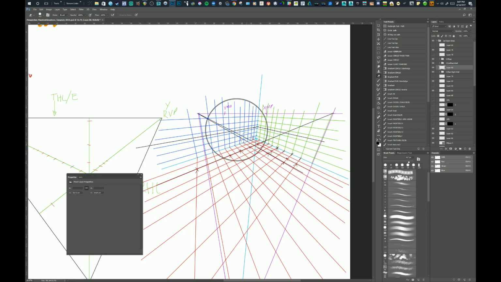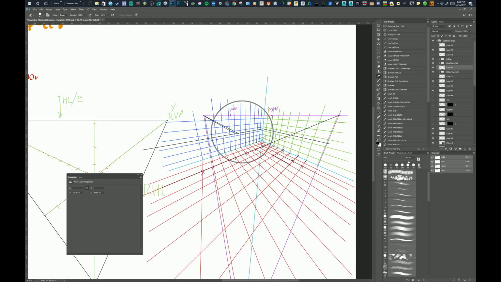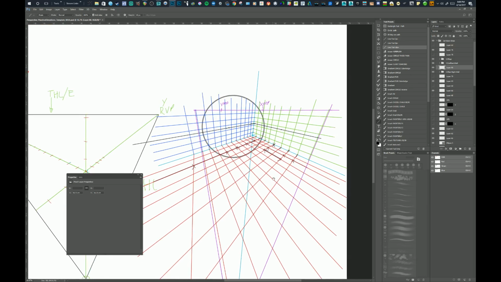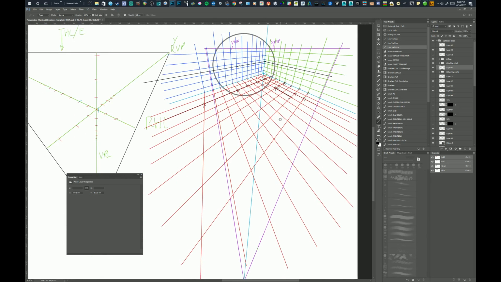And now we can erase all this out. Erase that out. Erase this out. Cool. And then we can also erase this out right here, because it's 2 units to the wall. All right. Now we're cooking with gas.